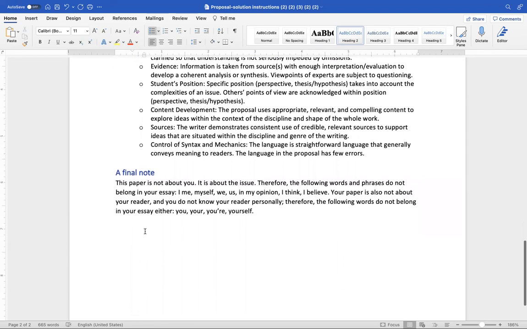Then a final note is this: this paper is not about you, it's about the issue. Therefore, the following words and phrases do not belong in your essay. I, me, myself, we, us, in my opinion, I think, I believe. Your paper is also not about your reader, and you do not know your reader personally. Therefore, the following words do not belong in your essay either: you, your, and yourself. Please, you need to make sure in your original writing that you're staying away from that.